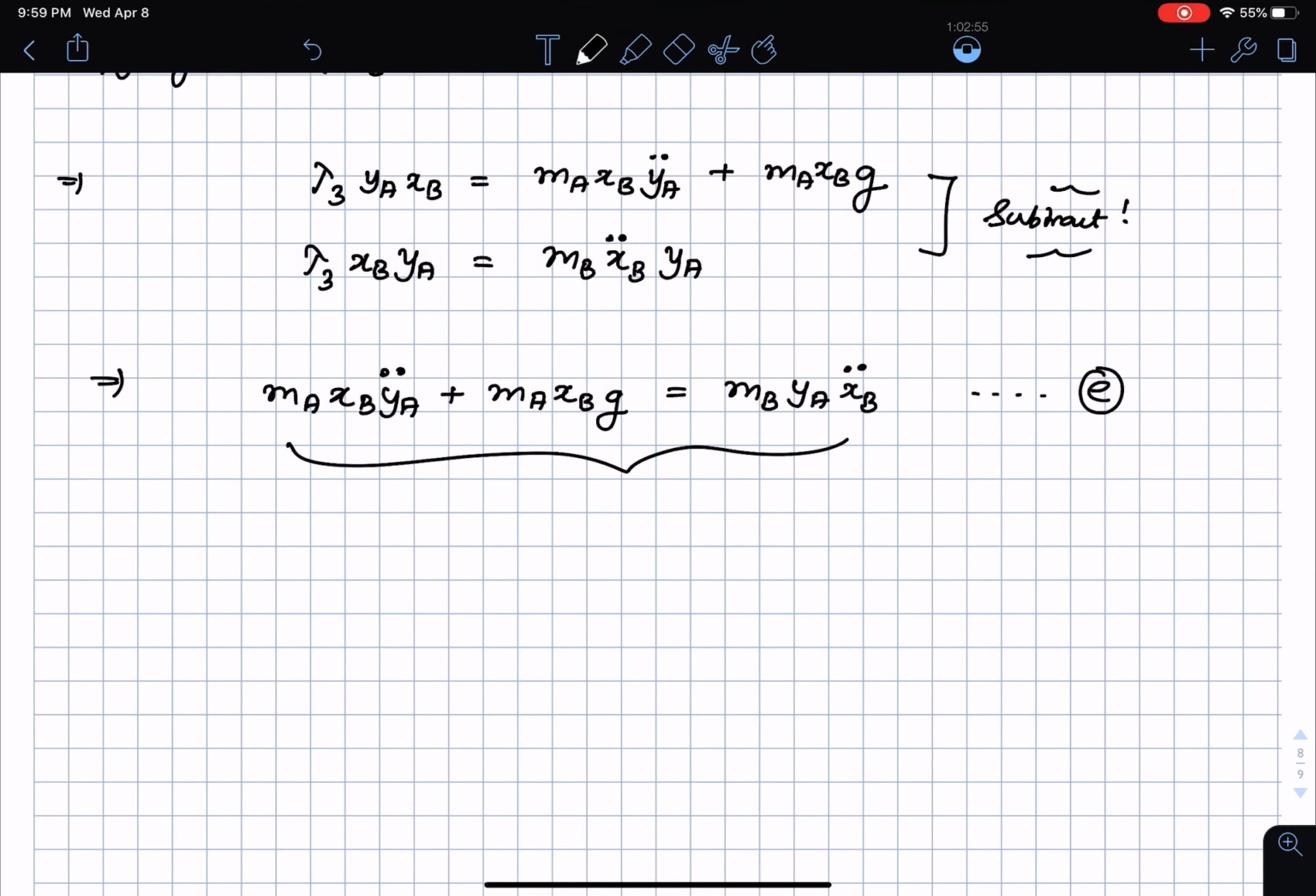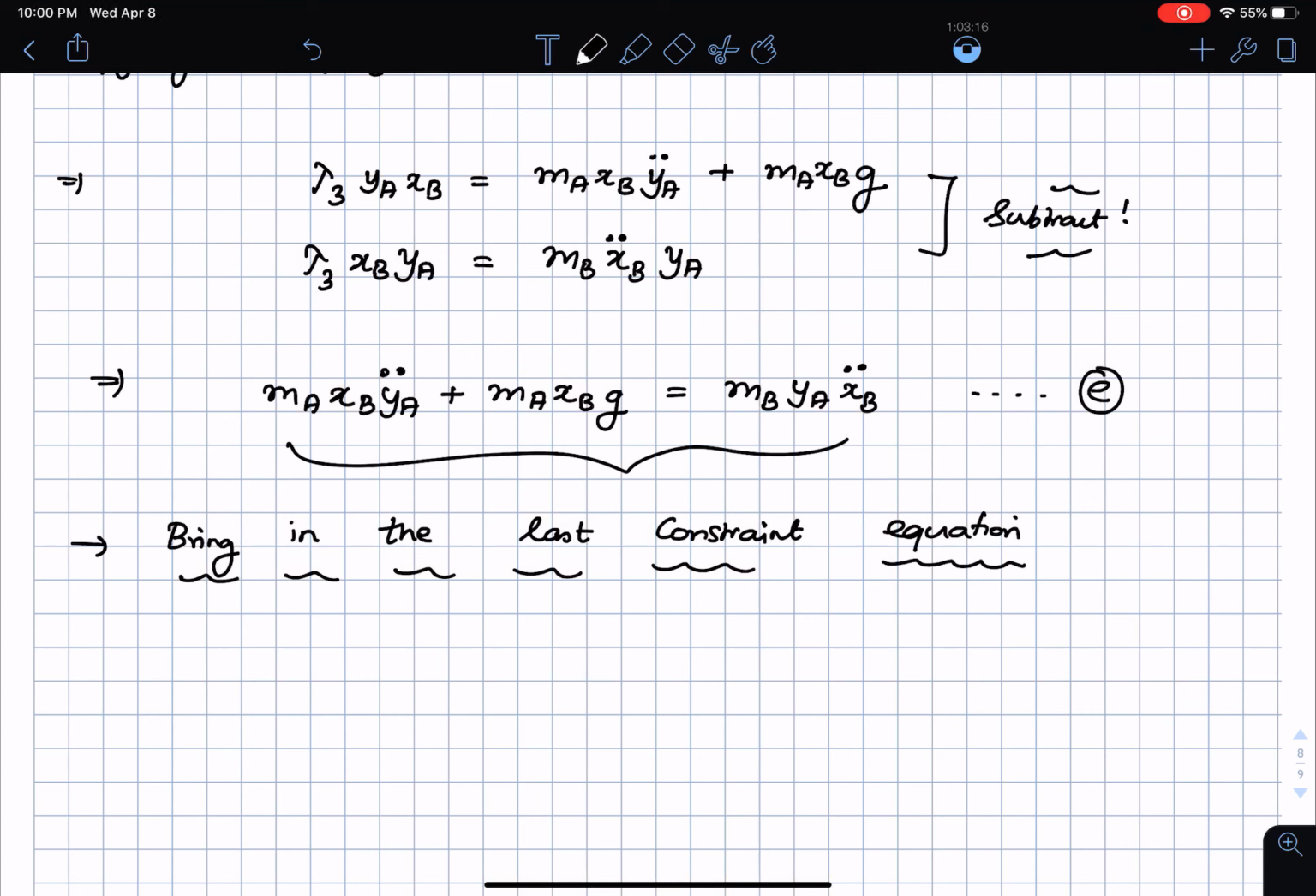I'm going to take it a step further. I'm going to bring in my next constraint equation, the last constraint equation. And what is the reason for that? If I bring in the last constraint equation, I have a relationship between xb and ya, which means that I can get rid of either xb or ya from equation E and obtain the equation of motion for this body. It's actually a single degree of freedom system, so my equation is going to be either in terms of xb or ya.